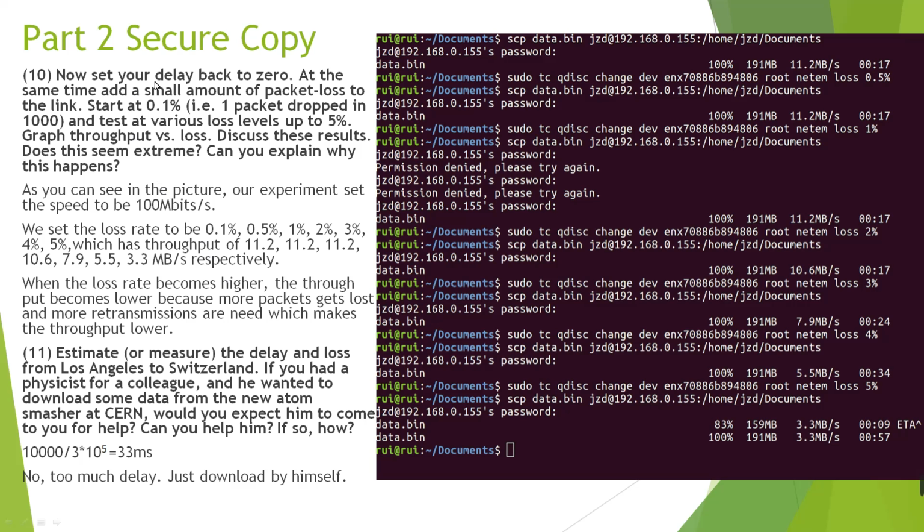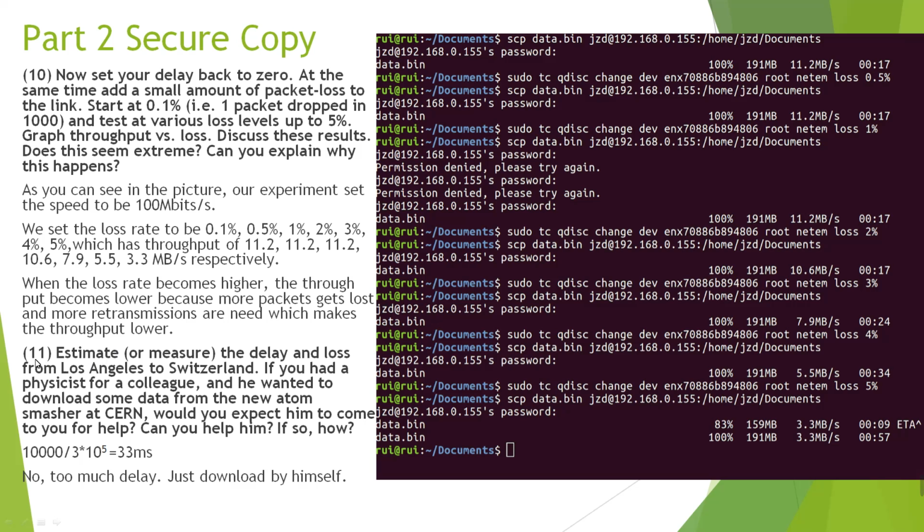And here we set the delay back to 0 and try to simulate the transmission speeds when packet loss is injected. As we can see, the higher the packet loss, the lower the transfer speed is, because as I said, SCP needs to make sure all the data is safely and securely transferred to the other terminal. So if packet loss happens, it should retransmit the lost packet. So the transfer speed is slow if the packet loss is huge.